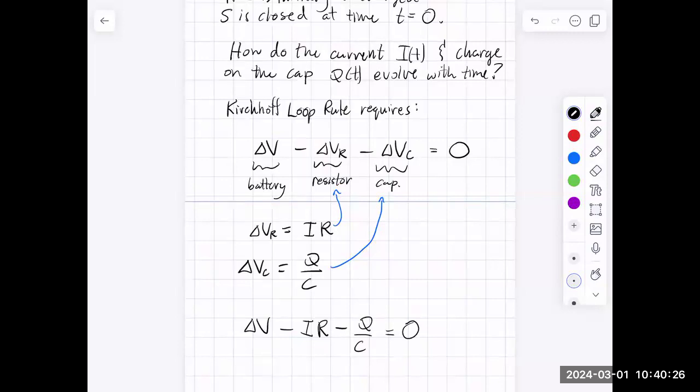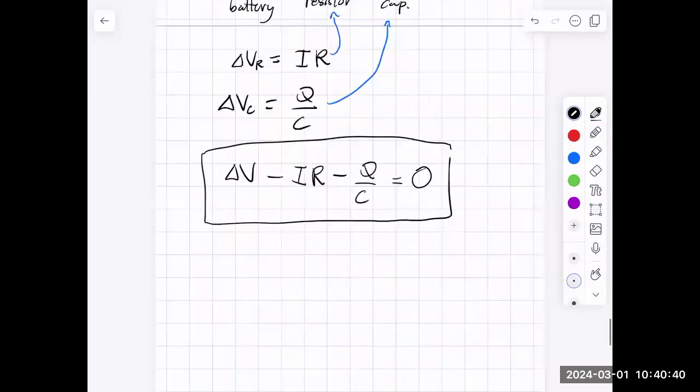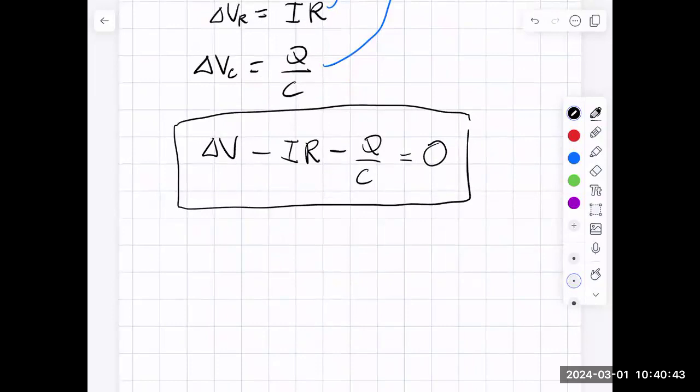Okay, so this is the relationship between the current and the charge in what I'm going to call an RC circuit, our circuit involving a single resistor and a single capacitor. Okay, well, how are we going to go any further?